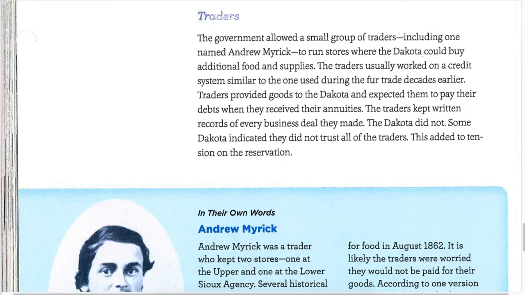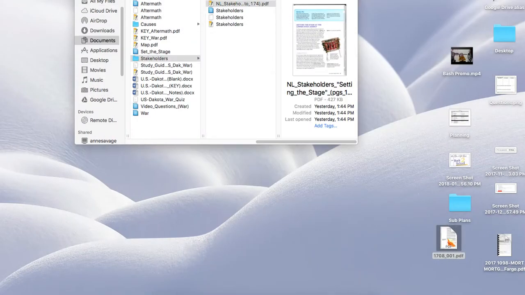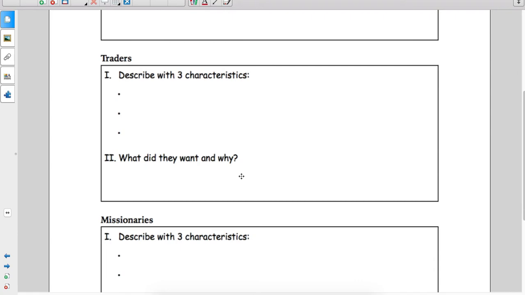So, in taking notes on this, you're now taking notes on the traders and describing them, and then what did they want and why. And you're going to pause now and take that as an individual.